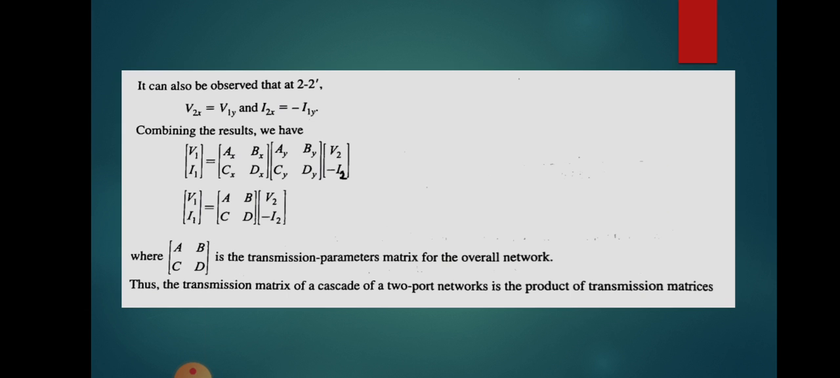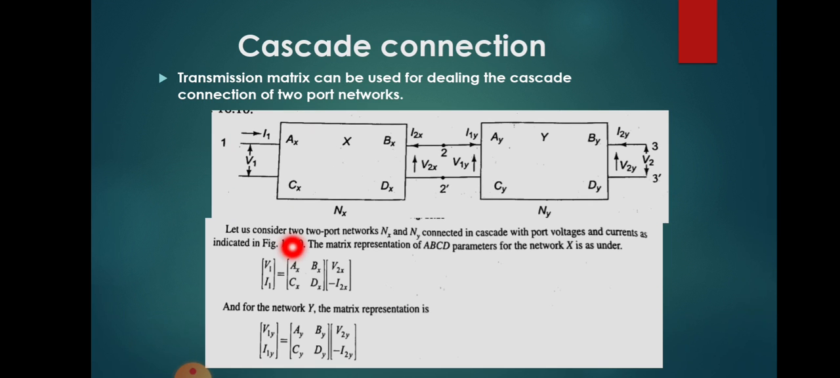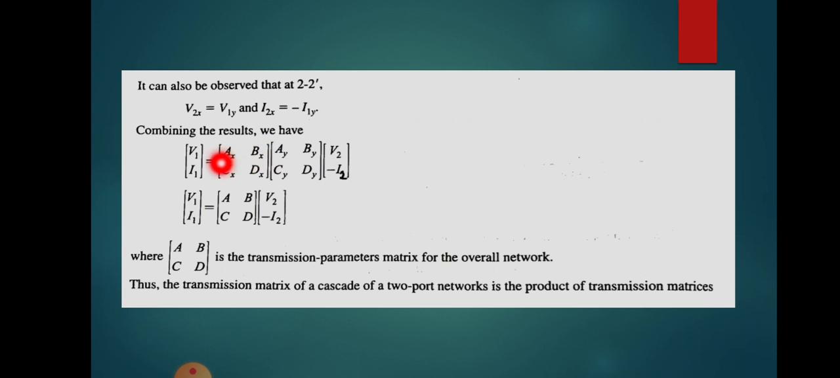So in this case, at the port 2-2 dash, we can represent V2x is equal to V1y and I2x is equal to minus I1y. So we can combine these results. So here we have V1, I1 equal to this matrix. Instead of this one, we can write Ax, Bx, Cx, Dx. Here V1, I1 equal to Ax, Bx, Cx, Dx.